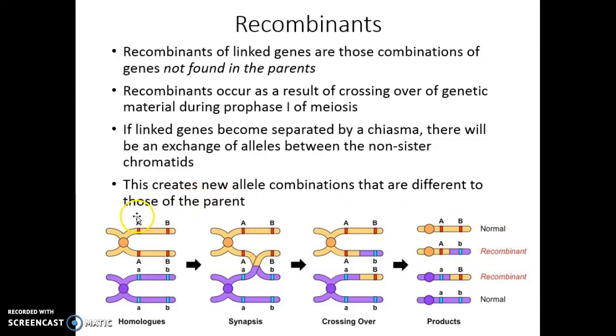So here we know the parents: dad's going to give you a big A with a big B, and mom's going to give you a little a with a little b. But during crossing over, some of the non-sister chromatids on the inside can exchange them, so you end up with a new combination that was not found in the parents. So without recombination, we would have never seen a little a being inherited with a big B, or a big A being inherited with the little b. So our recombinants are going to be ones that have new combinations of alleles that were not found in the actual parents.